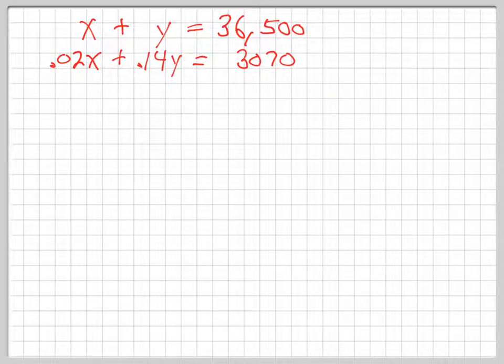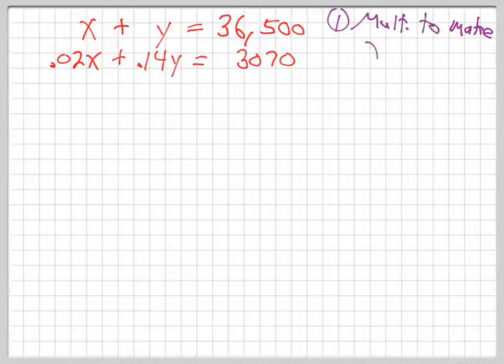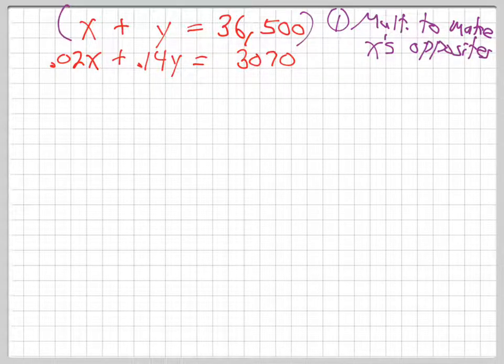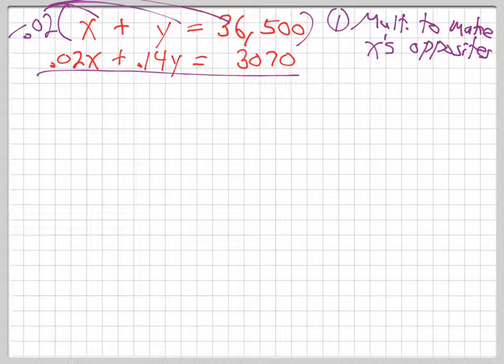I'm going to, step one, multiply to make the x's opposites. So I'm going to multiply through the top equation by negative 0.02. It's going to go boom, boom, and boom all the way over there. That'll make those x's opposites, right? This will be negative 0.02x. This is already positive 0.02x. I'm making the x's opposites. Then when I add them up, they'll cancel. So this is the addition method or the elimination method.